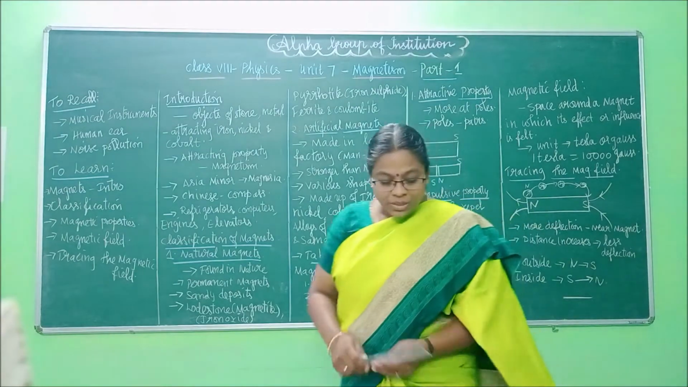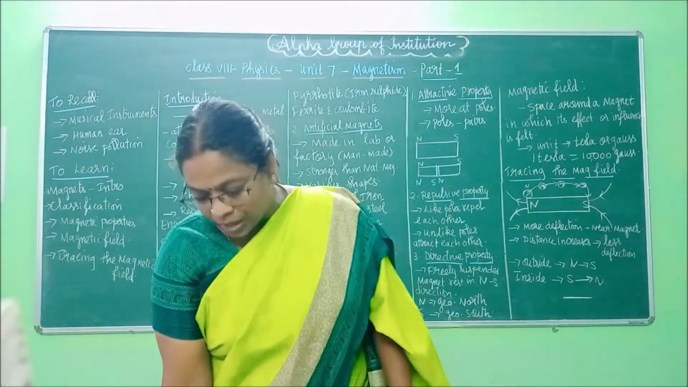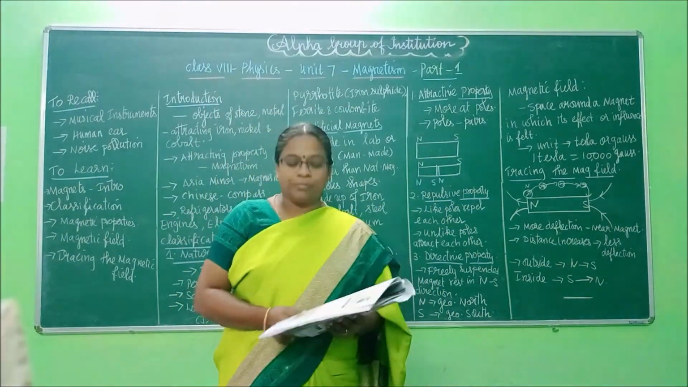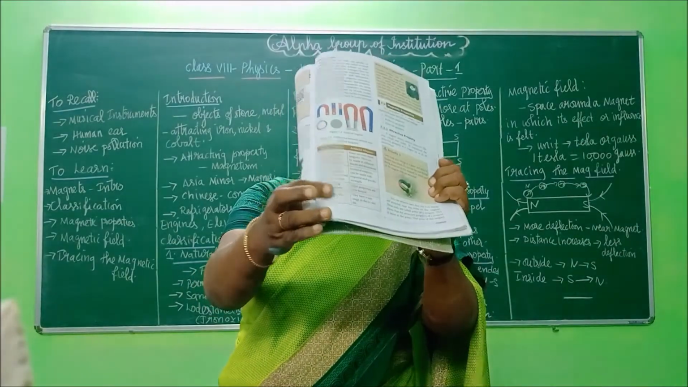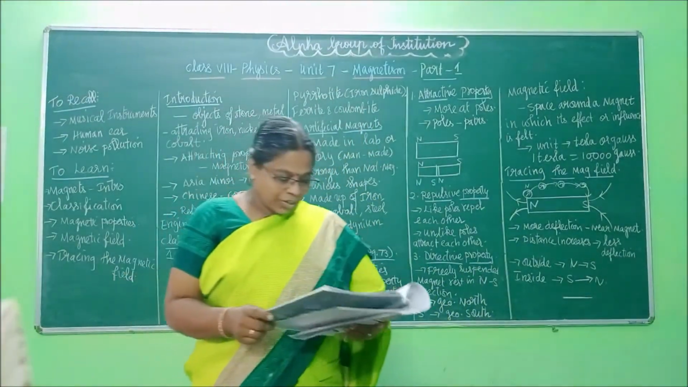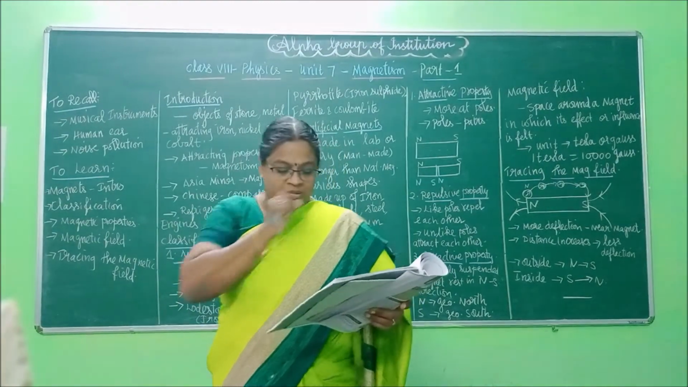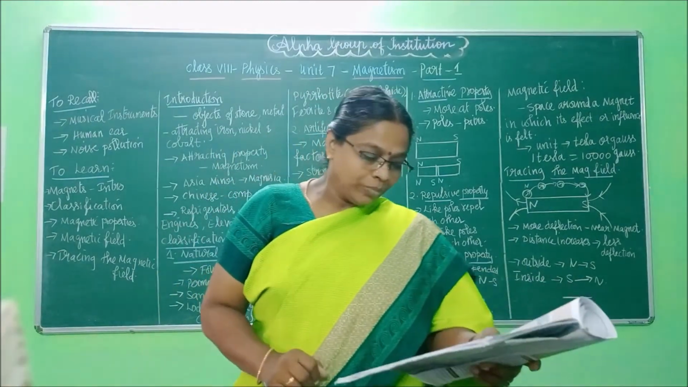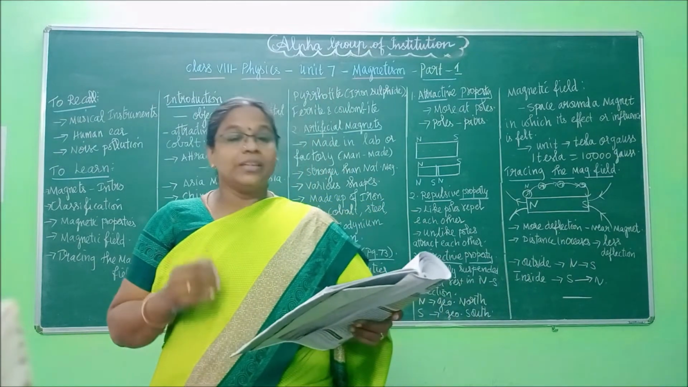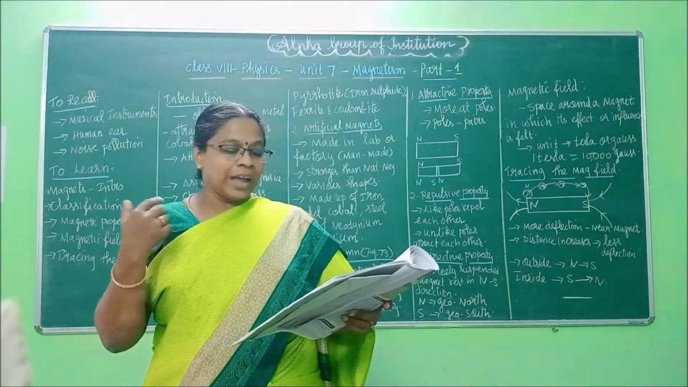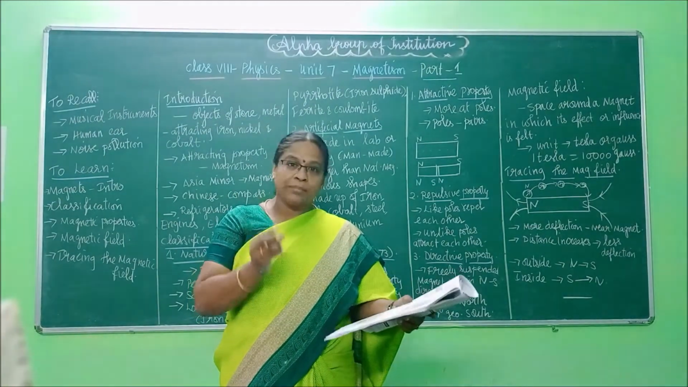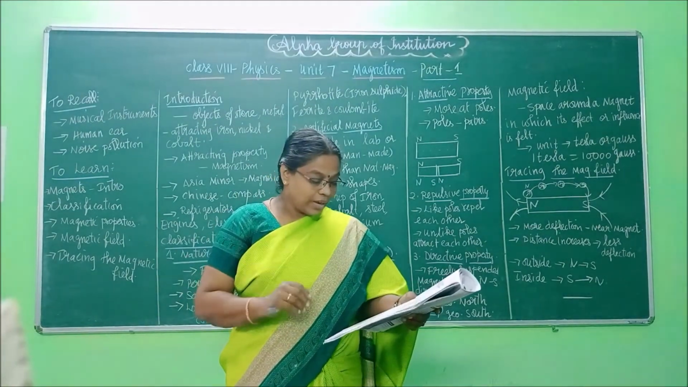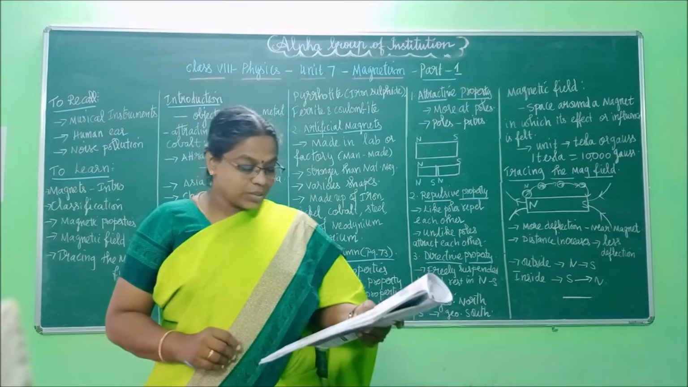Now we have page number 73. Take that, and there is a table column given in it: a difference between natural magnets and artificial magnets. Shall we look into that now? First point I had explained. Natural magnets are found in nature and have irregular shapes. Artificial magnets are man-made magnets, and they have different shapes and dimensions. Second one we have just now discussed.